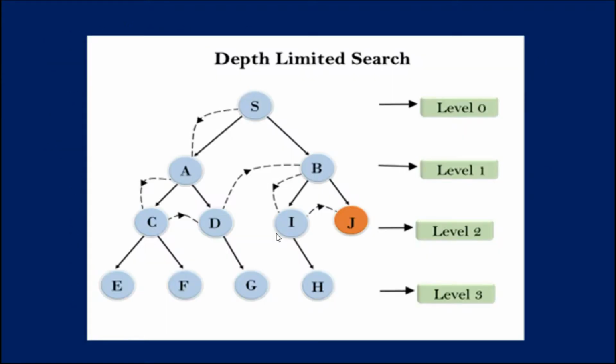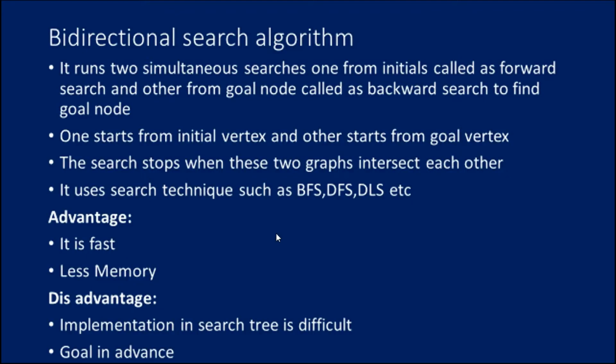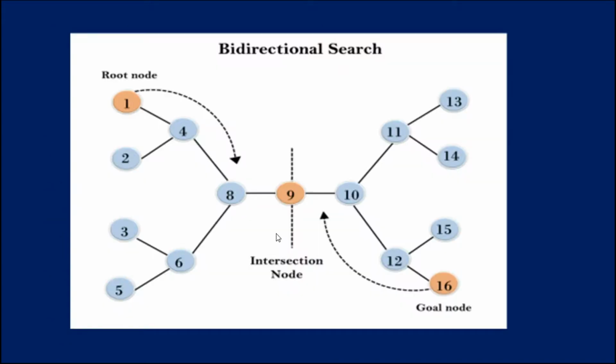So this is the diagrammatic representation from level 0 to level 3. Until it reaches the goal node, it searches the nodes depth-wise with a limit. Then in bidirectional search, there are two directions, backward and forward. It uses the techniques of BFS, DFS and DLS. It is very fast as it considers two directions. When the search from root node 1 and from goal node 16 traverse each node and intersect at 9, the algorithm terminates. This is the bidirectional concept.